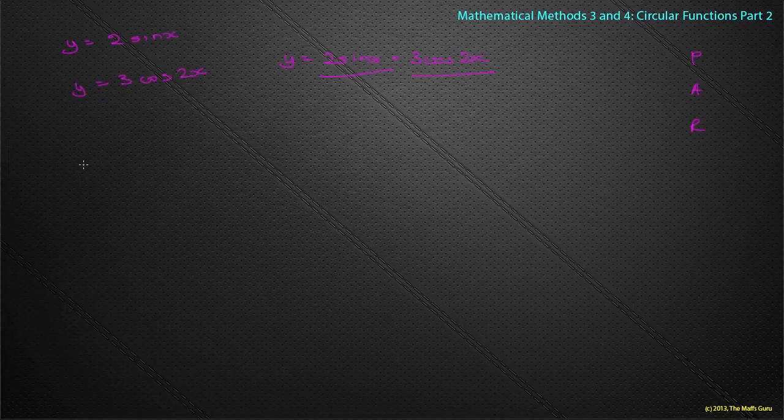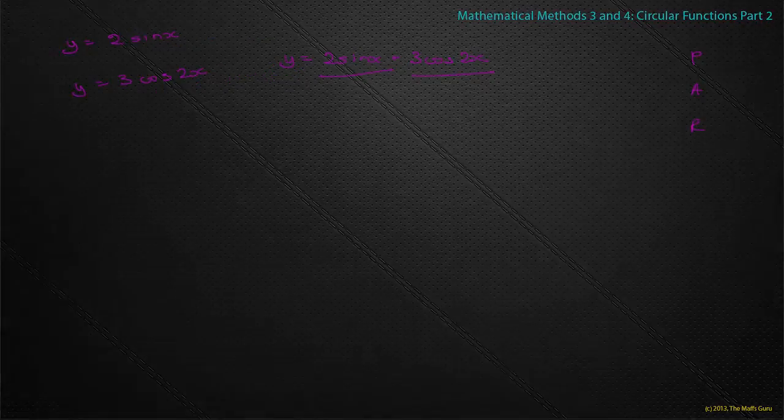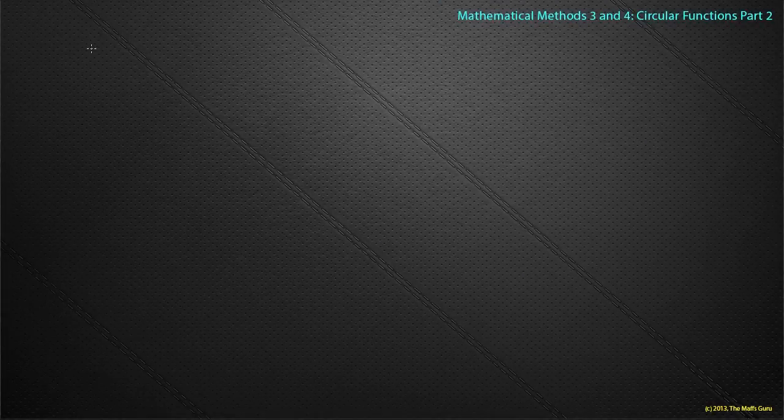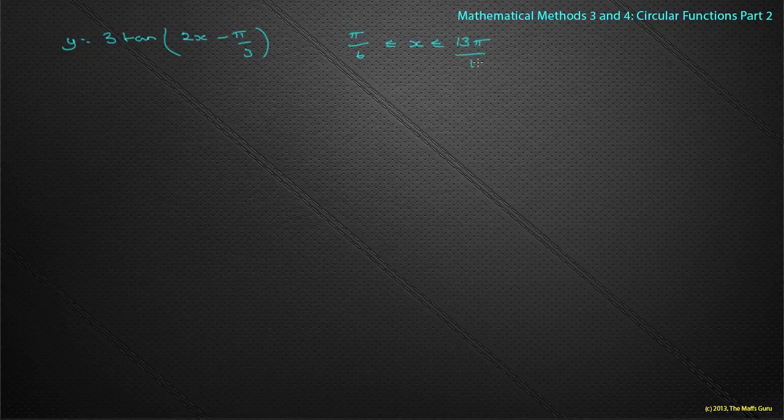Tan, funky, we love tan. We've already looked at the idea of the tan curve. Is the algebra any different? Not really. I'll just do an example. So what would we have if we wanted to find, I don't know, the graph of y equals 3 tan of 2x minus pi on 3, and we wanted to go between the values of pi on 6, this is weird, and 13 pi on 6.